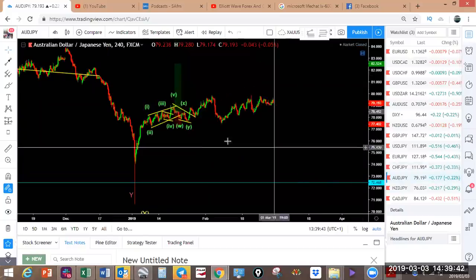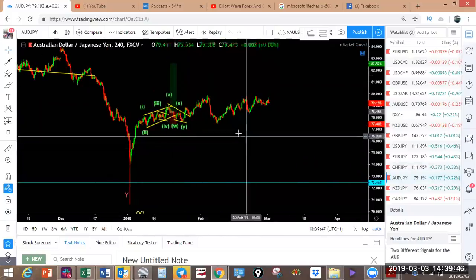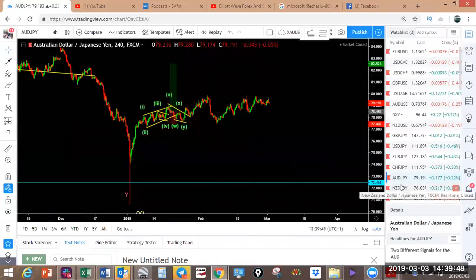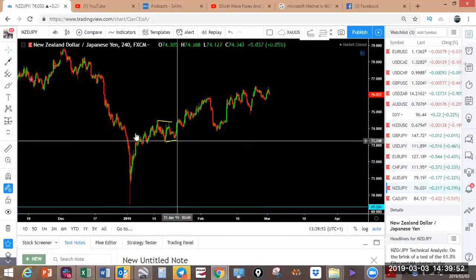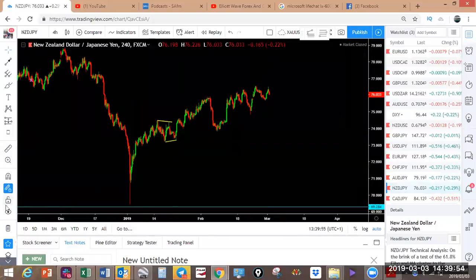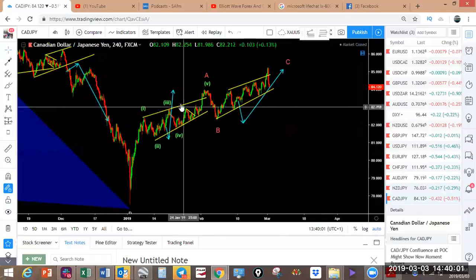AUD. So much clutter there. Before I do AUD, I want to look at New Zealand. Let's see if I can get the New Zealand here. Okay, let's do the CAD first now.